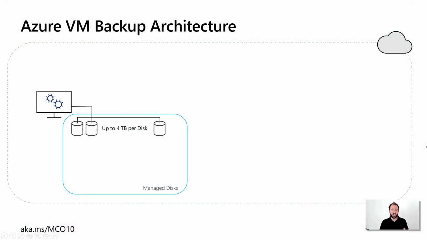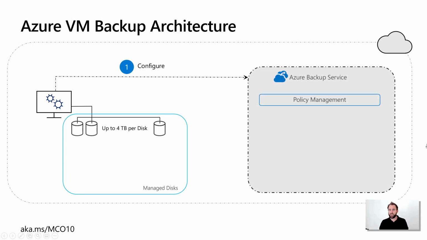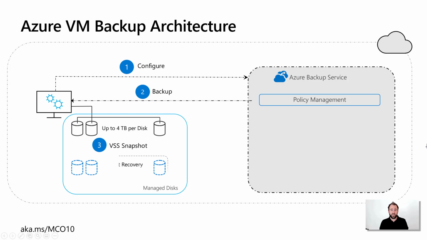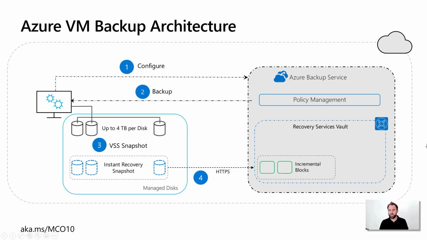So how does it actually work? If we look at this, for example, we have a VM with some disks on it. What we do is create a recovery services vault, and the Azure Backup service will then trigger a backup and do a snapshot of these disks. As it moves them over to the recovery vault, this can also be in incremental blocks, and those are encrypted in the Azure Key Vault.